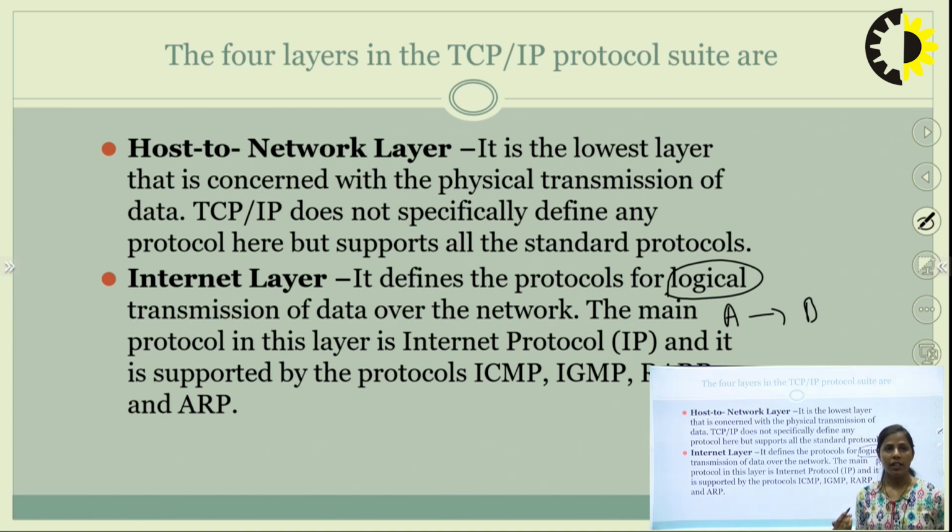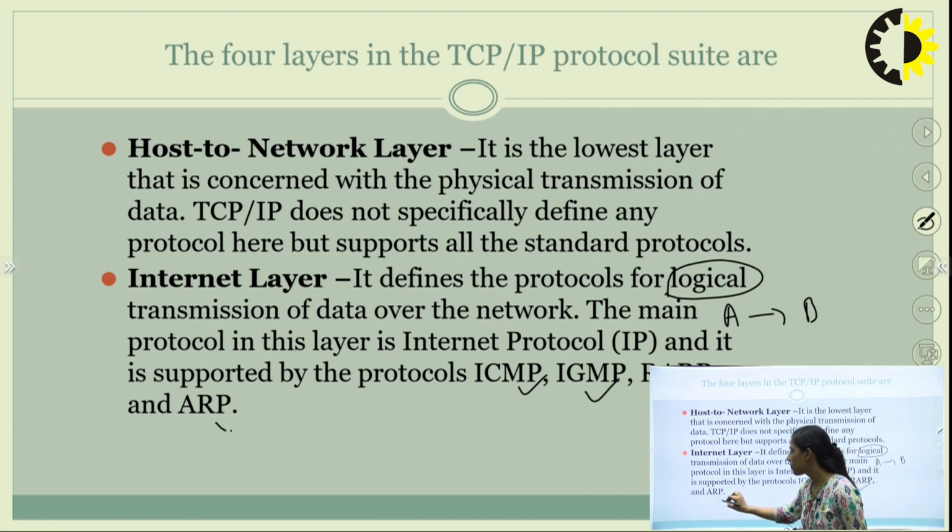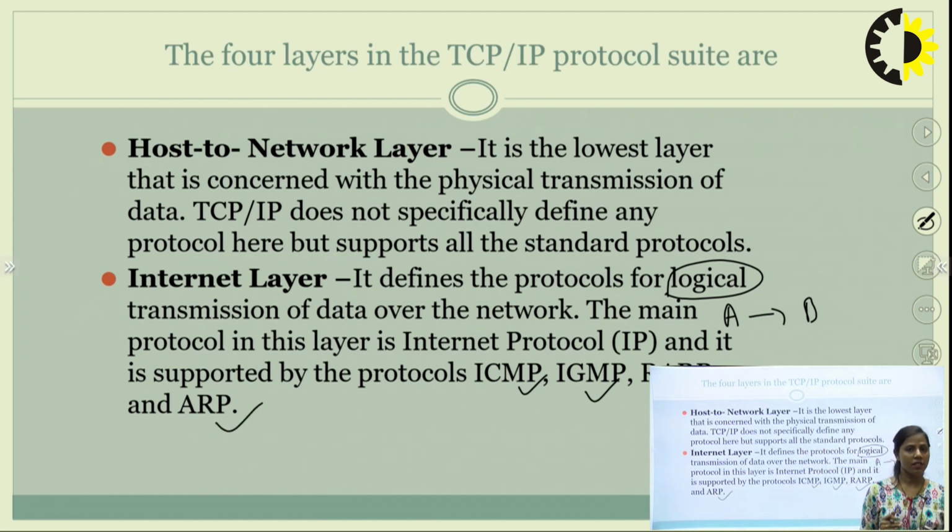On the internet layer, we have different types of protocols, that is ICMP, IGMP, RARP and ARP. These things we will be discussing one by one in detail. First, you just have to know what the different layers are in the TCP/IP model. In descending order, first comes the network layer. Second one is the internet layer.